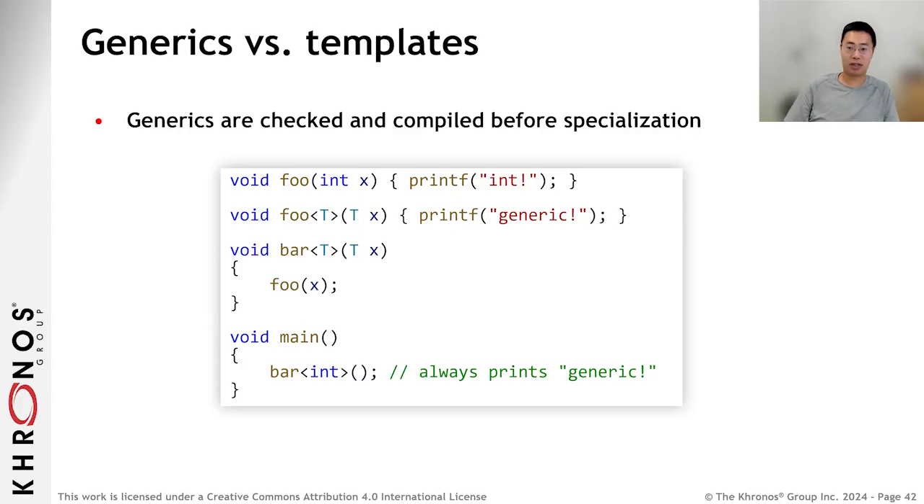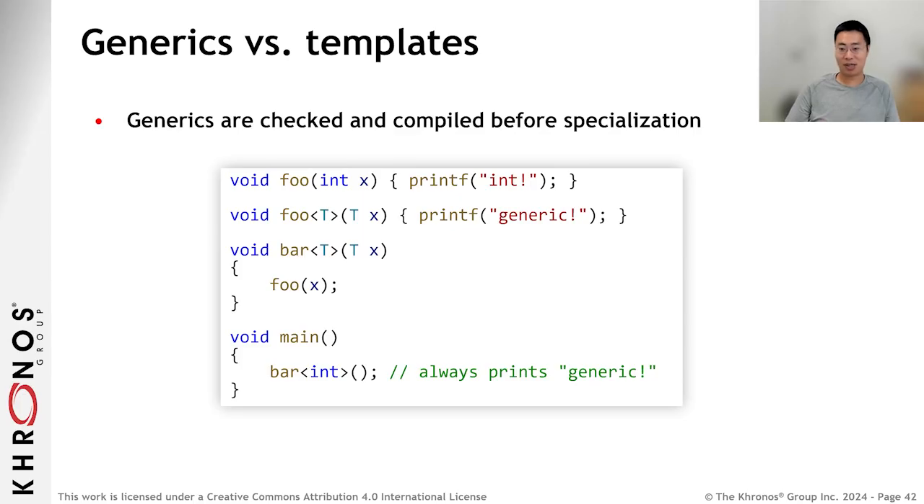And in case you're not familiar with the differences between generics and templates, the key distinction here is that generics are checked and compiled to IR before they are specialized. Here I'm showing some code that will serve as an example that could make this point very clear. We have two overloads of the foo function, one that takes an int and one that takes a generic t. And then I also have the bar function that calls foo. So now the question is, which overload of foo is bar calling?